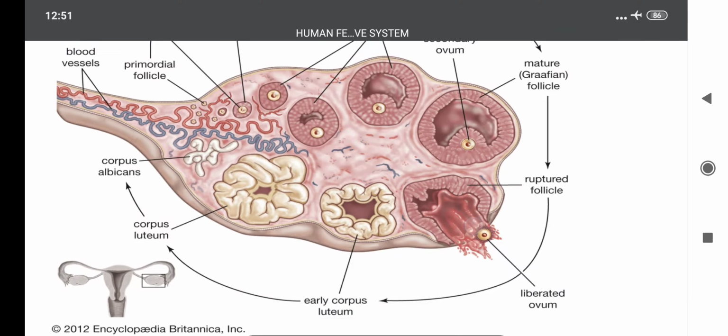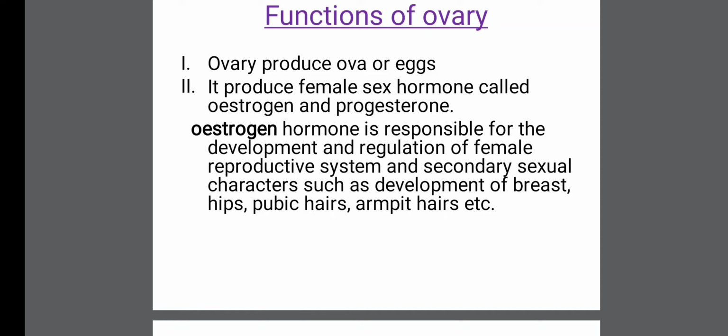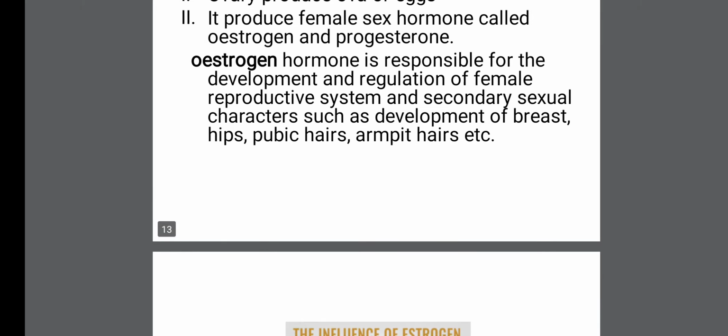Functions of the ovary. The ovary produces ova or eggs, like I said earlier. The ovary also produces the female sex hormones called estrogen and progesterone. Estrogen hormone is responsible for the development and regulation of the female reproductive system and secondary sexual characters, such as development of breasts, hips, pubic hairs, armpit hairs, etc.